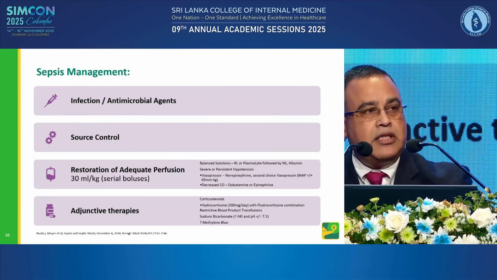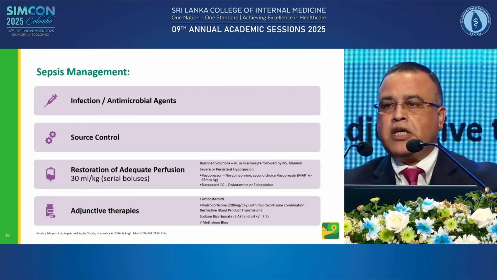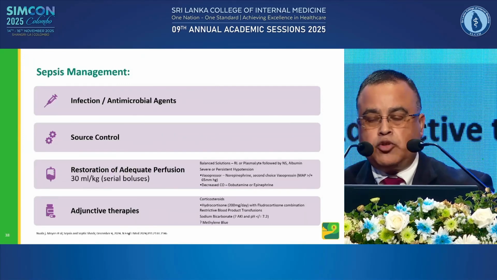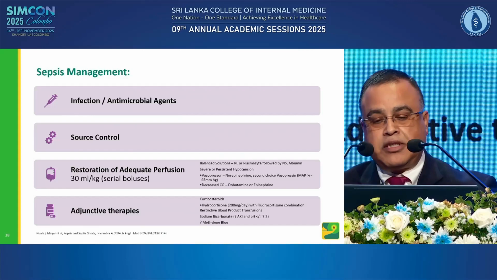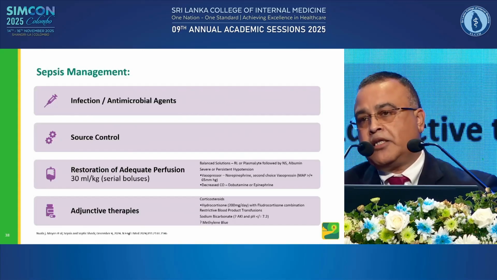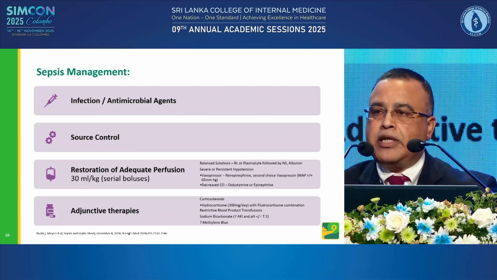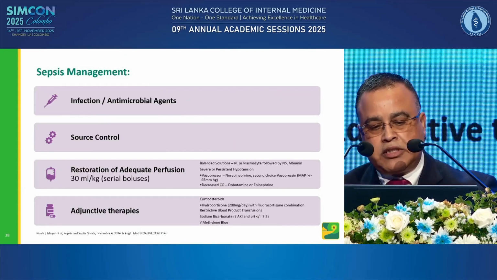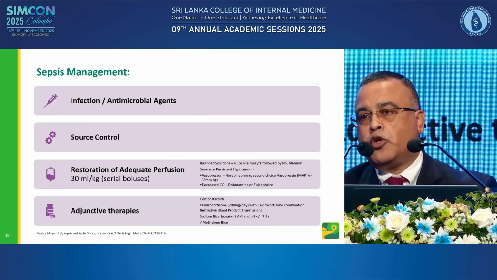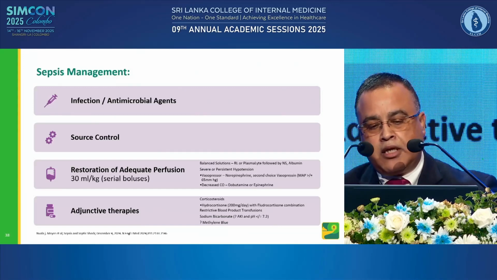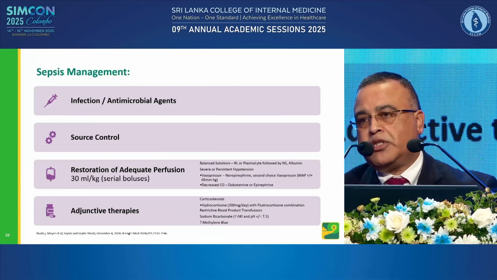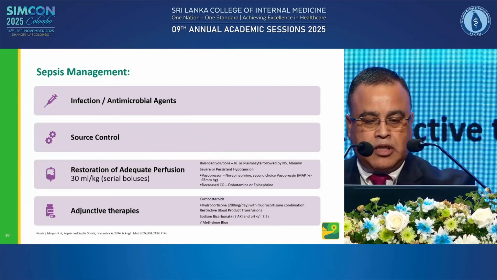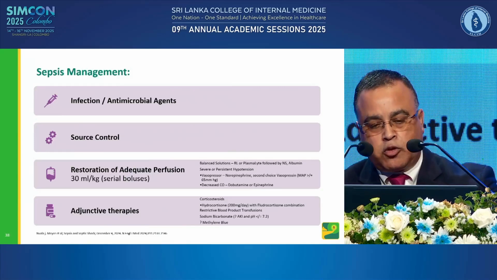Number 3 is adequate perfusion. 30 ml/kg is the ideal dose for serial boluses. You must start with Ringer's lactate or Plasma-Lyte, followed by normal saline. This is one area where you should not start with normal saline; start with Ringer's lactate based on the studies. If there is severe or persistent hypotension, the number 1 drug of choice is norepinephrine, followed by epinephrine or dobutamine if they have decreased cardiac output.